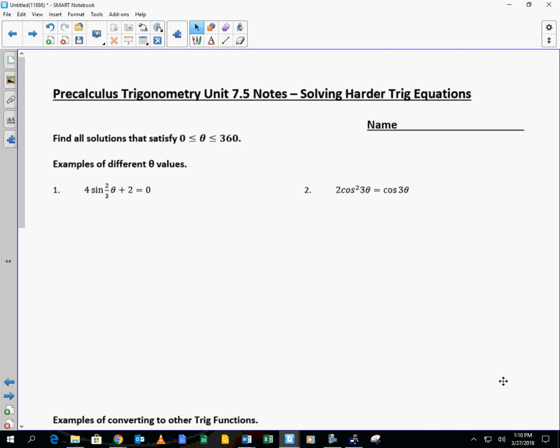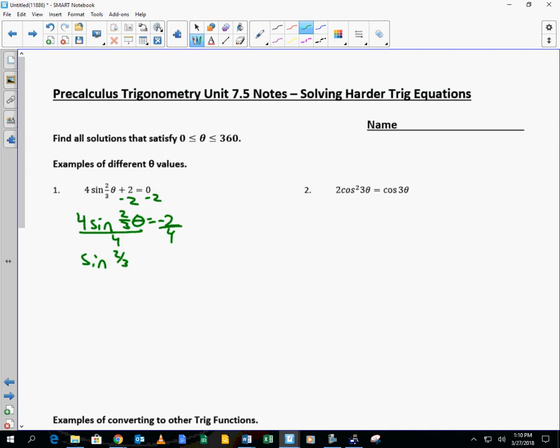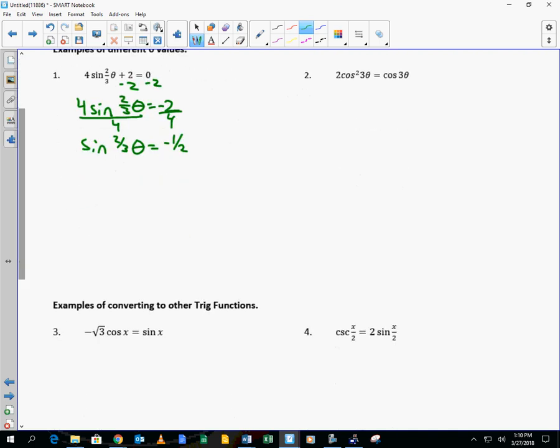We start out the same as we did before. We subtract 2, and we get 4 sine of 2/3 theta is equal to -2. We divide through by 4, and we get sine of 2/3 theta is equal to -1/2. Now the question is, where is sine negative? In which quadrants? The bottom quadrants, yes. So sine is negative down here, okay?